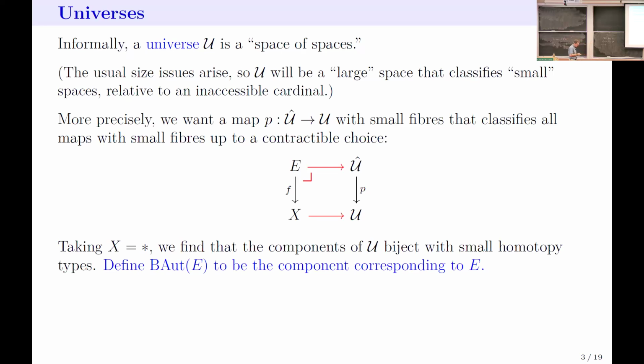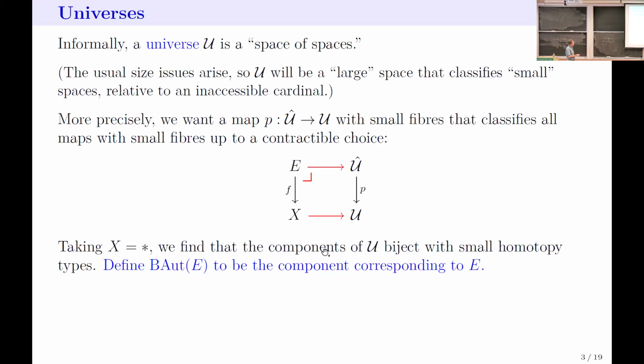And it should be classified by this map P, which tells us that at least one of the fibers of P should be equivalent to E. Okay. So that's the first thing we see when we take X to be a point.